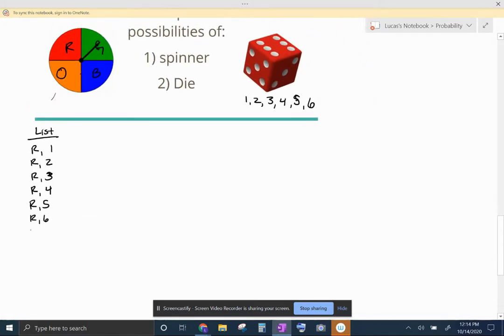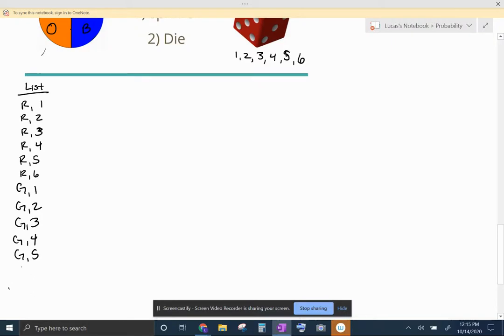And so let's go into it some more. So I can also get a green and a 1, a green and a 2, a green and a 3, a green and a 4, a green and a 5. And then I can get a green and a 6. And I could essentially do the same thing for orange. Orange 1, orange 2, orange and then a 3, orange and then a 4, orange and then a 5, orange and then a 6.